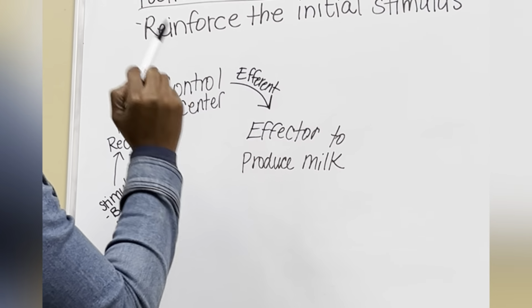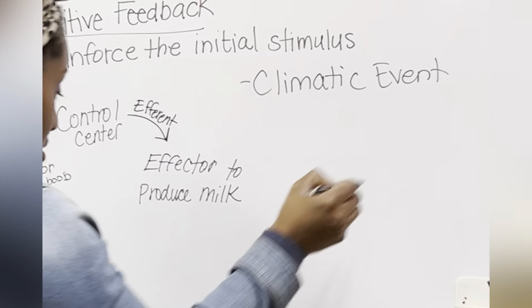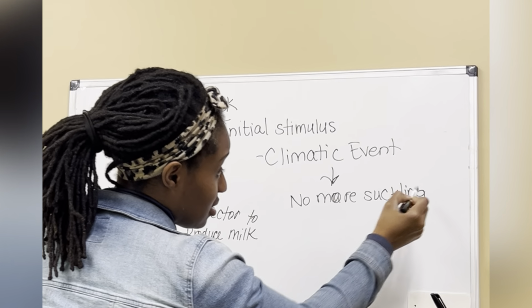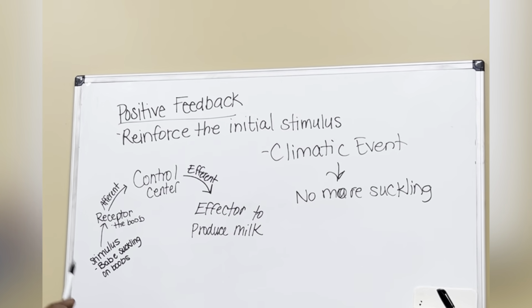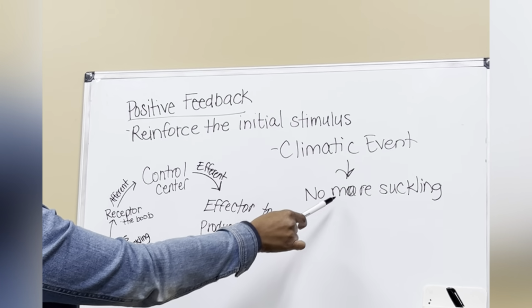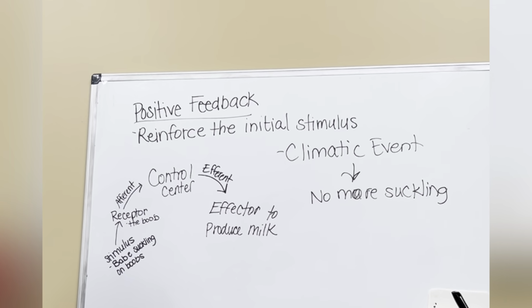But the way positive feedback stops is a climactic event. And in this case, it's the baby no longer sucking. Because the baby stops suckling, the milk will stop producing, because now we're not reinforcing it since there's nothing to stimulate it. That's good.